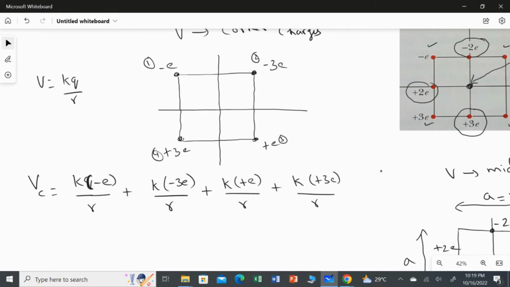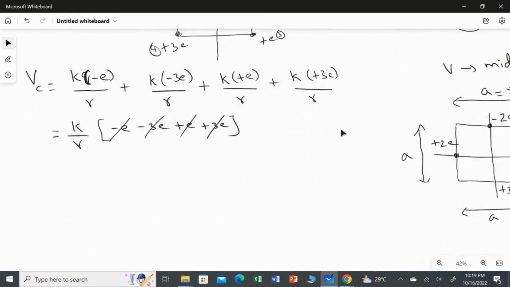Now if you see these values, K over R is a common term. I'm going to take it outside. So K over R multiplied by minus E minus 3E plus E plus 3E. What will happen? Minus E gets cancelled with plus E, minus 3E gets cancelled with plus 3E. So what is the potential for the corner charge? Anything multiplied by 0 is 0. Clear?